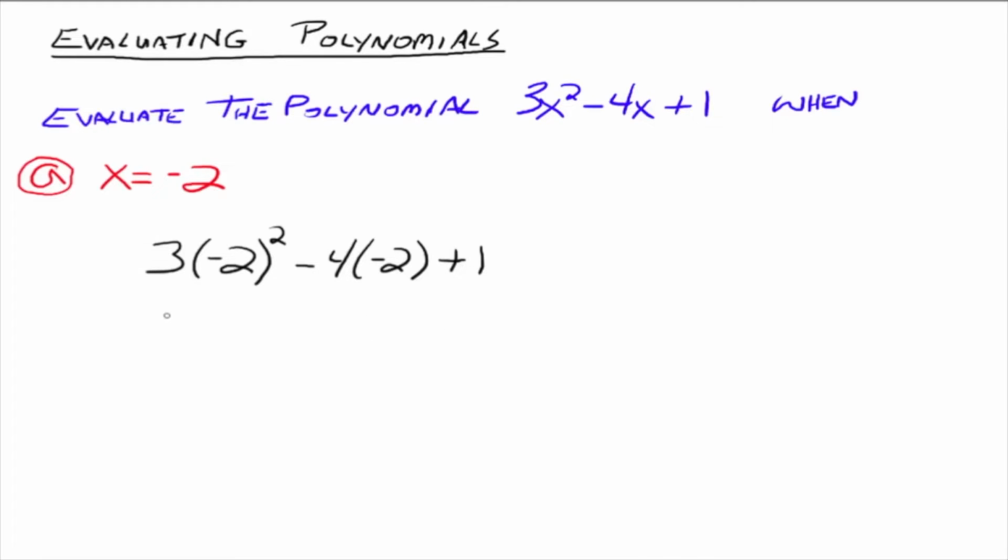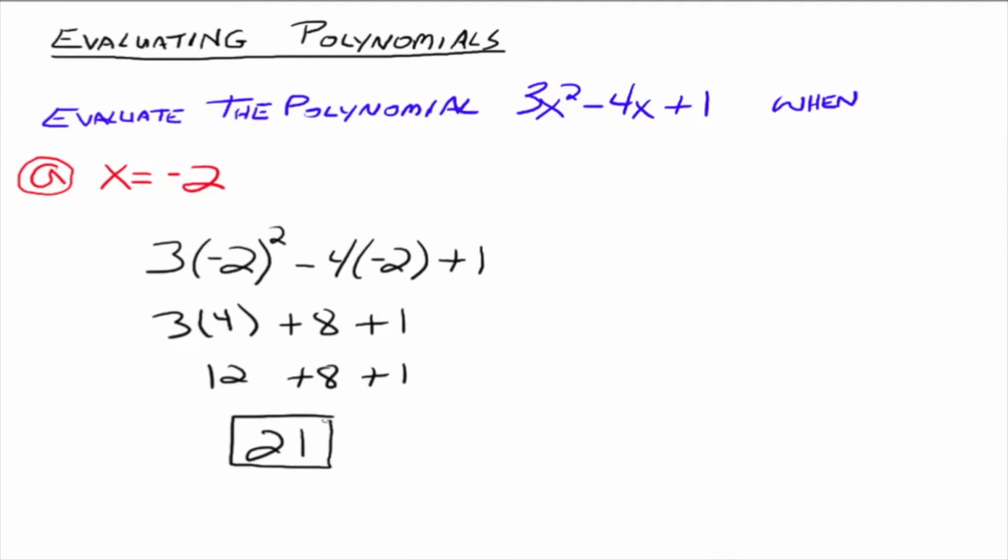So this would be 3 times 4. -4 times -2 is going to give you a positive 8 plus 1, so we get 12 plus 8 plus 1, which goes to 21. So the value of this expression, when x is -2, is 21. Let's try another one.